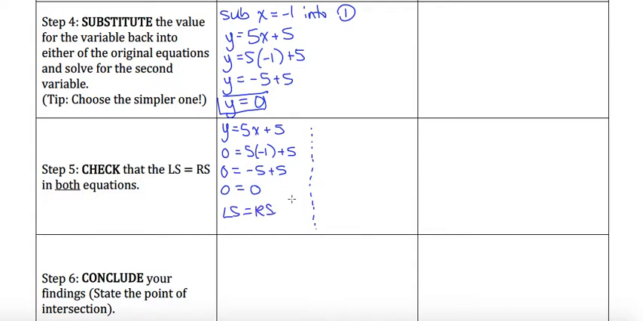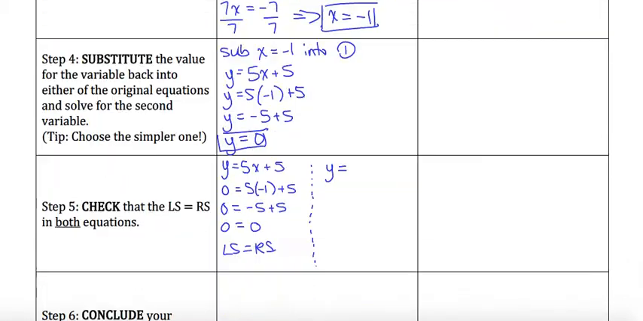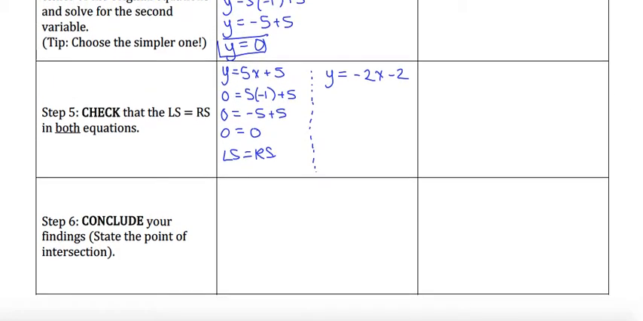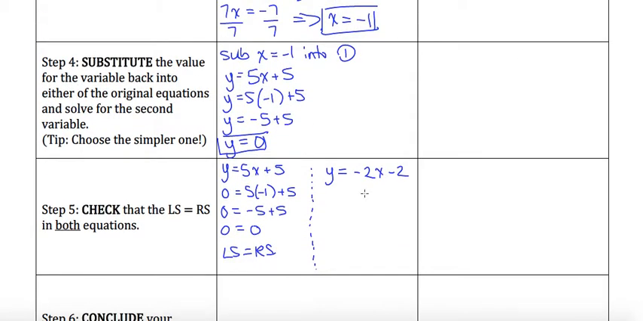That's wonderful. My second equation is y equals -2x take away 2. So my x was -1 and my y is 0. So 0 is equal to -2 times -1, subtract 2. 0 is equal to -2 times -1 is +2. So take away 2. 0 equals 0. So left side equals right side, which is what I wanted.